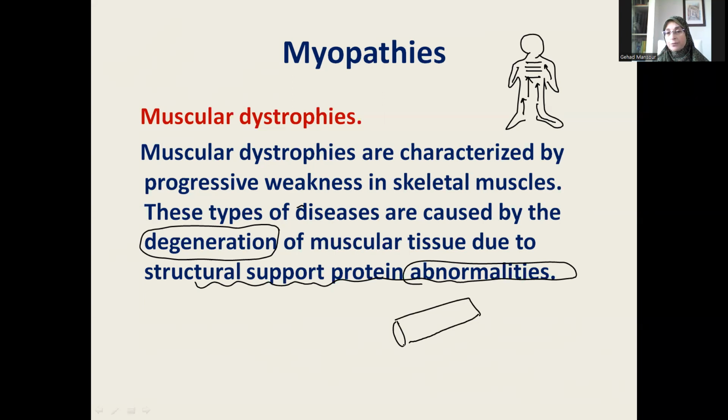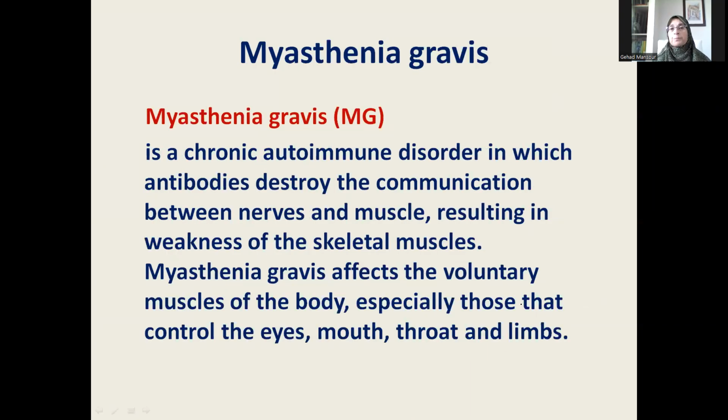For example, if you have the myofibers like this, and there is connective tissue in between, and that connective tissue contains collagen. So in spite of the collagen fibers being normal, parallel to each other, elastic like this, they might themselves be abnormal, and this results, by a process that will not be explained in the scope of this curriculum, finally in damage and degeneration of the muscle.